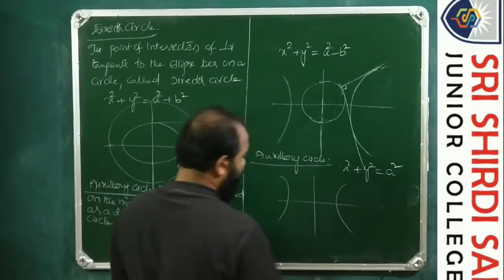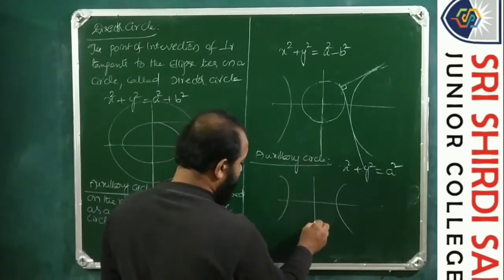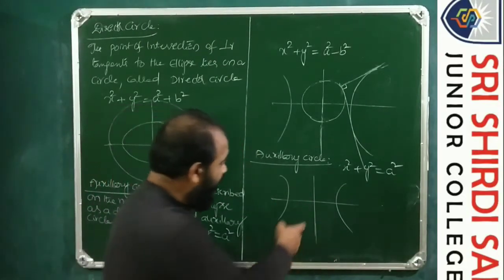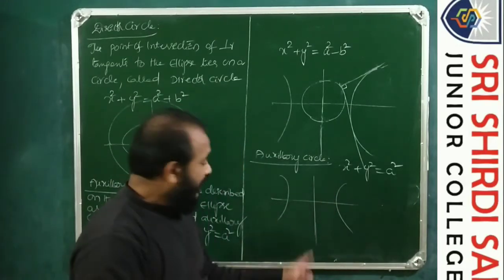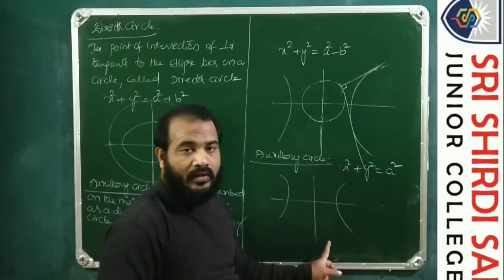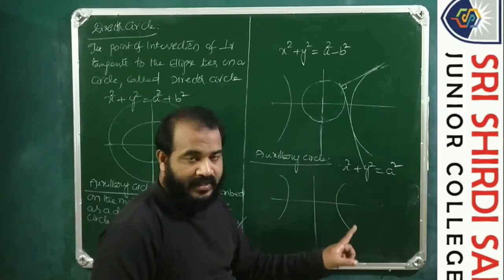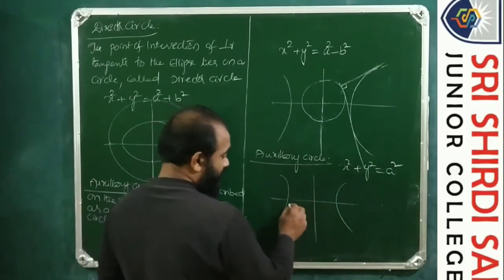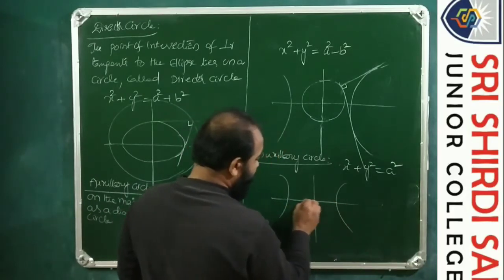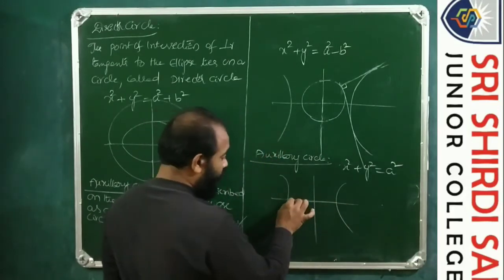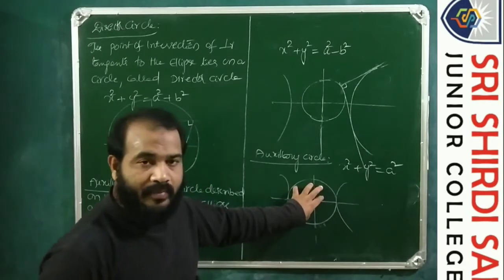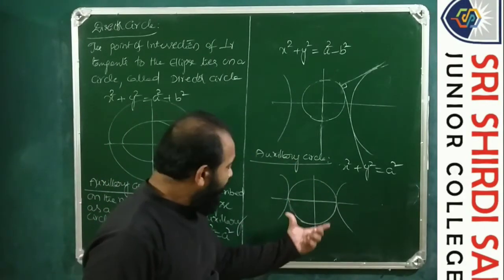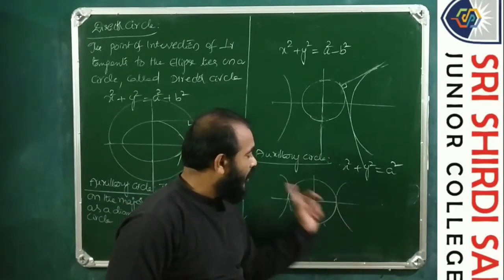This is the hyperbola, and the circle described on the transverse axis of a hyperbola as the diameter is called the auxiliary circle. So this is the major axis of this hyperbola, and this circle is formed whose diameter is the transverse axis of the hyperbola.